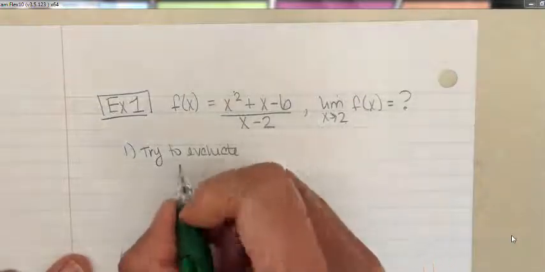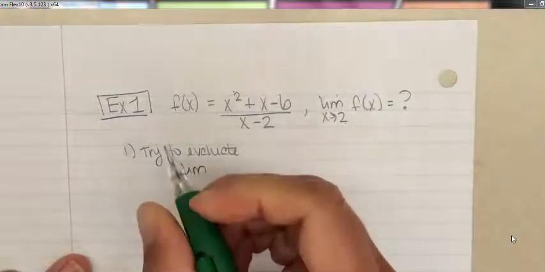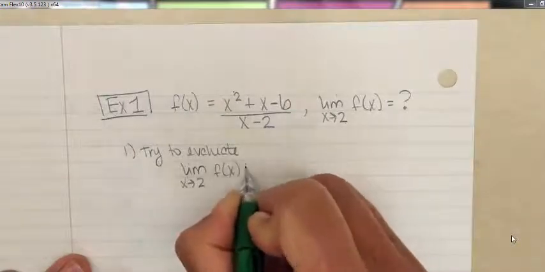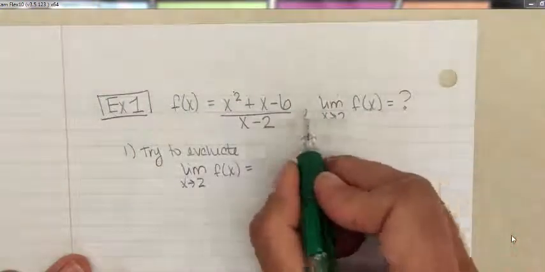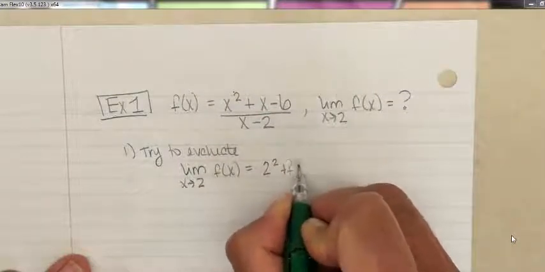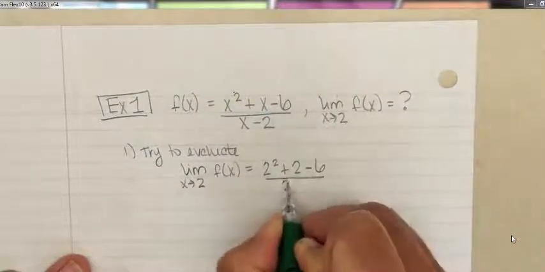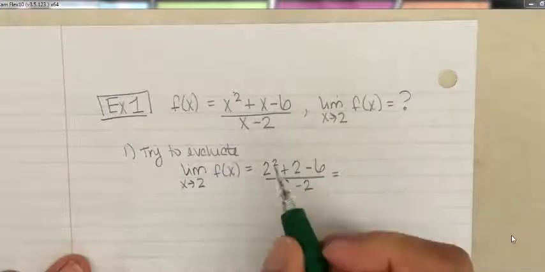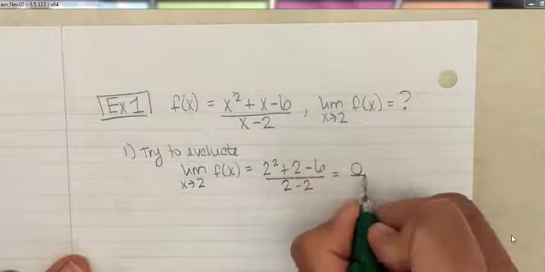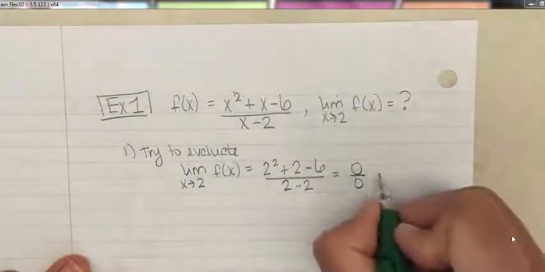Okay, so that would be the limit as x approaches 2 of f of x is equal to, and I'm just going to plug 2 into every single one of these. 2 squared plus 2 minus 6 all over 2 minus 2. And what you're going to end up with, well, that's 4 plus 2 is 6 minus 6 is 0 over 0. This is an indeterminate form.